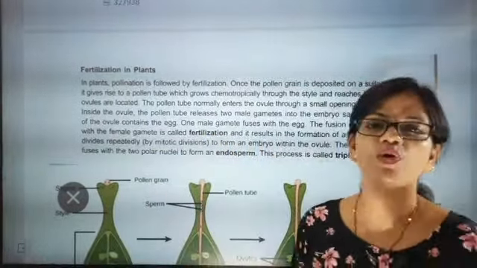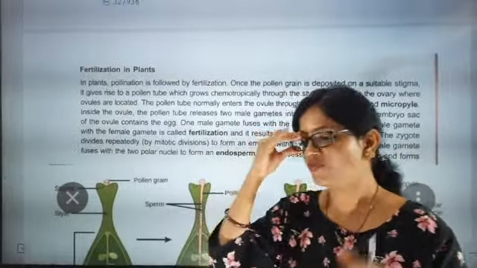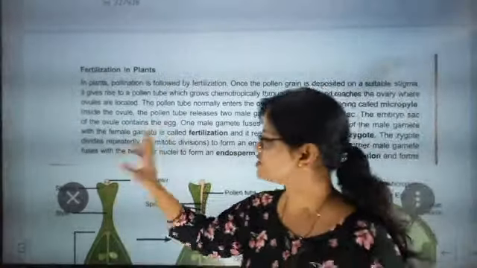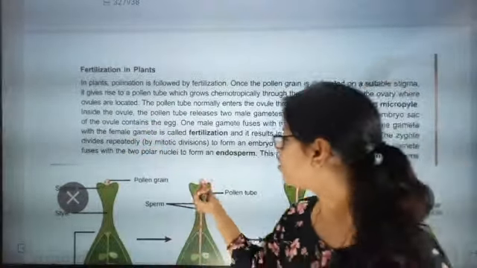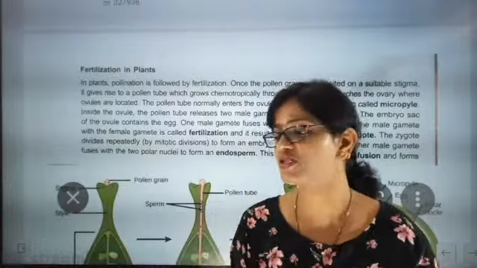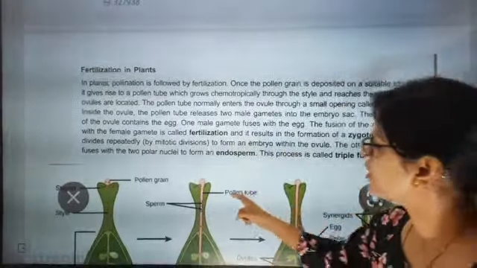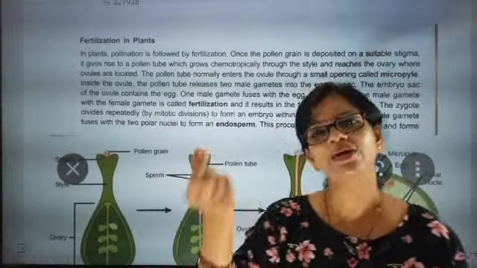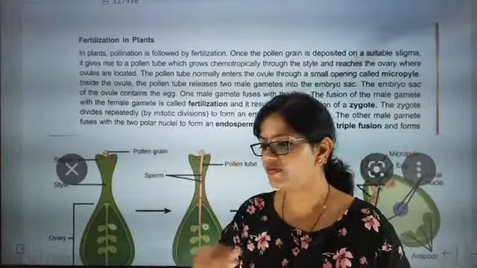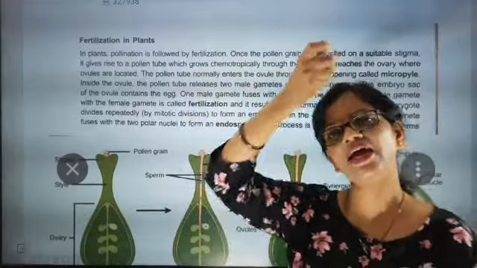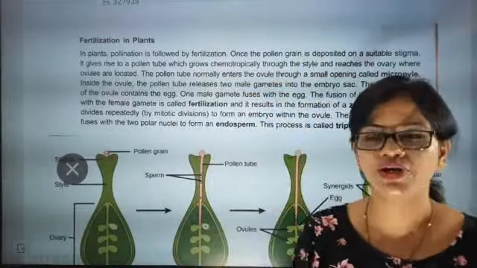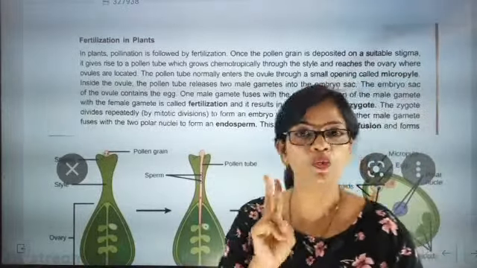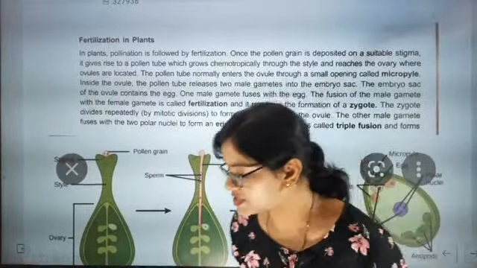So what is the first important point you are going to write? The pollen will stick to the stigma, and one small opening will be there. What is the name of the small opening? Micropyle. From the micropyle, pollen tube formation starts, and chemotropically, meaning chemical content allows the pollen to start its journey in the pollen tube. Each pollen will have how many male gametes? Two male gametes.